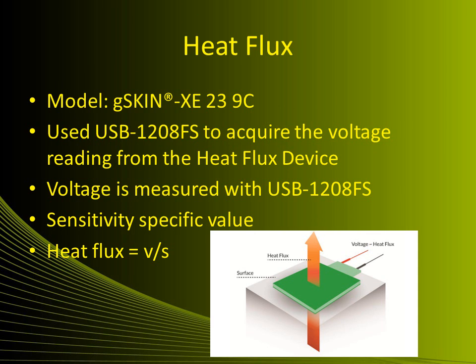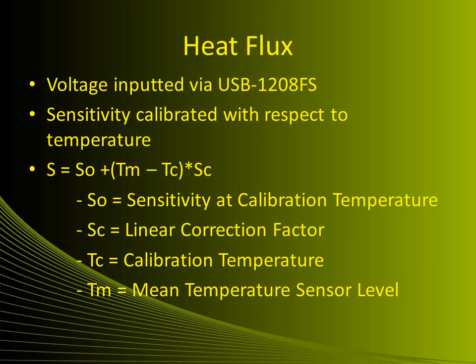We purchased a heat flux sensor that would be able to interact with available data acquisition devices. The way that the device works is by measuring the voltage with the USB-1208FS. This value is then divided by the sensitivity specific value, which is dependent on calibration temperature. The heat flux can be determined by dividing the measured voltage by this value. This slide details how the sensitivity value is calculated. The LabVIEW program we designed takes into account all of the following variables: sensitivity at calibration temperature, linear correction factor, calibration temperature, and mean temperature sensor level.